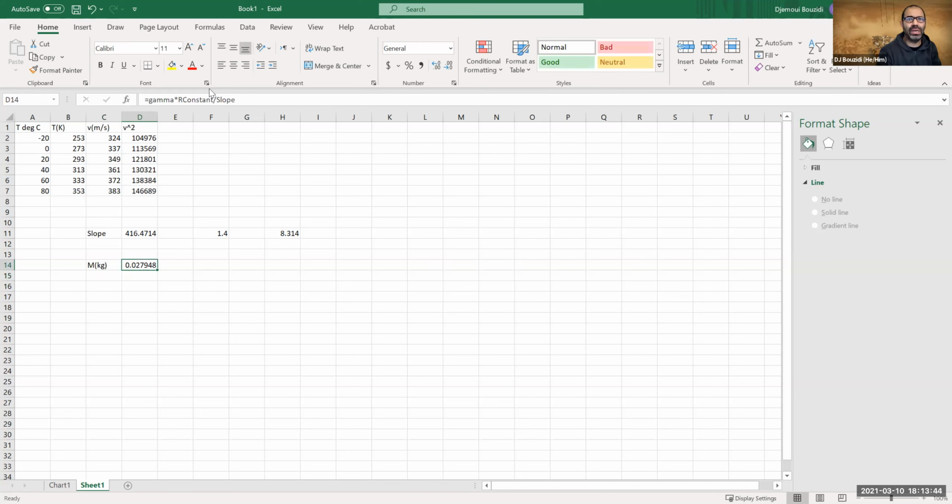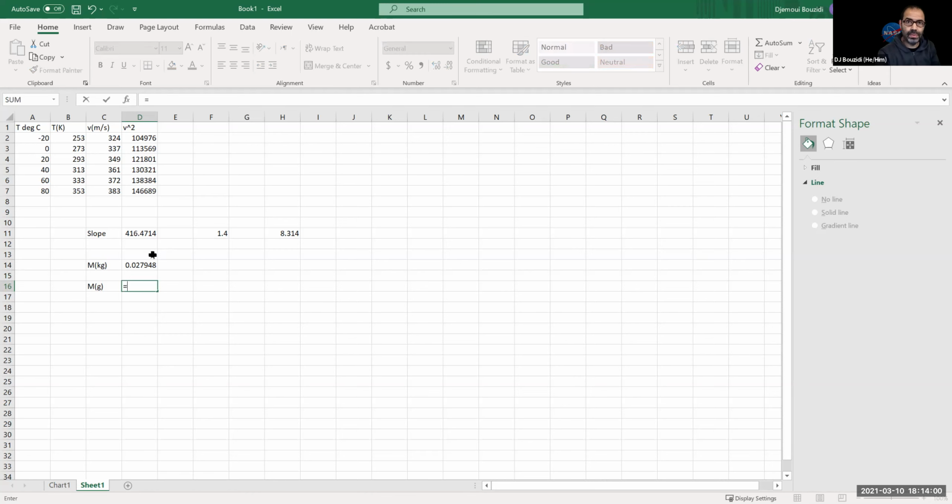Obviously, I have too many sig figs in here. I should only have 3. So it's 0.279, that's all I need in here. I cannot really make up more sig figs than I have in here. So M in grams, which is the one that I need to compare to a periodic table, is equal to this value times 1,000, because if that's how many kilograms, it is 27.9.